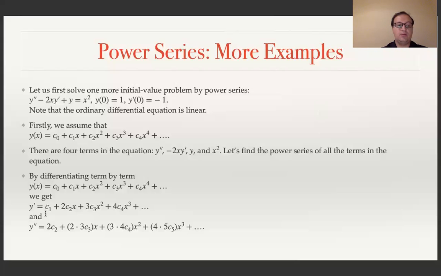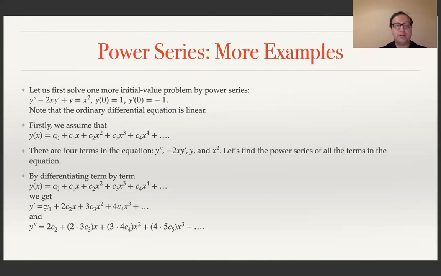Right, so now we again take the derivative of y prime and we get y double prime. So the derivative of a power series, again to remind you, can be obtained by taking the derivative of each term in the power series, and then it has the same radius of convergence as the original power series.